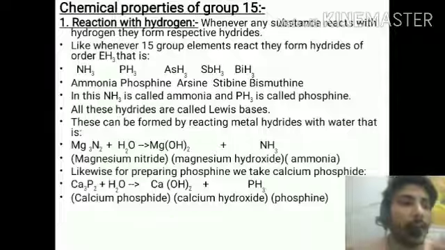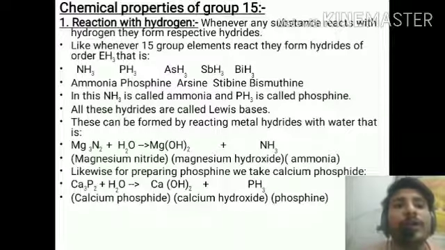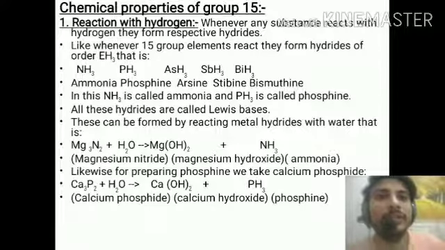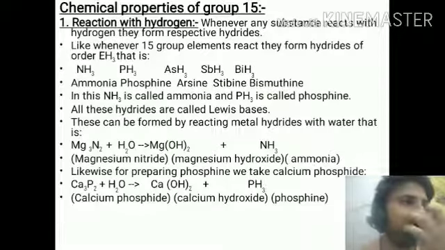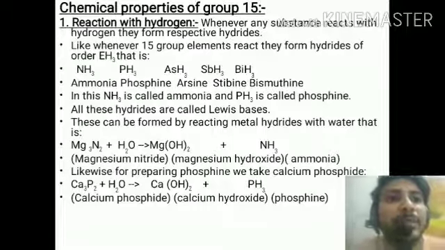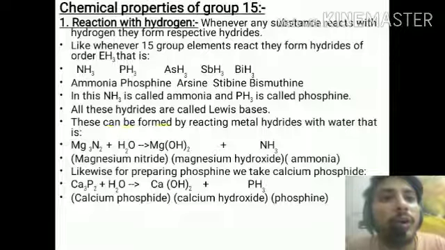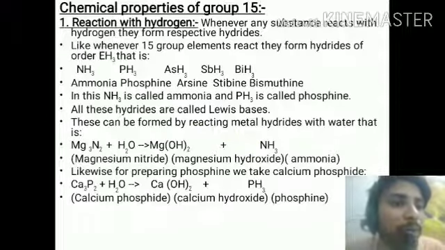So it shows the +3 oxidation state, and the hydrides are of the EH3 type, for example NH3, PH3, AsH3, SbH3, BiH3, because the oxidation state is 3. These are ammonia, phosphine, arsine, stibine and bismuthine. NH3 is called ammonia and PH3 is called phosphine. All these hydrides are called Lewis bases because they have a lone pair of electrons.